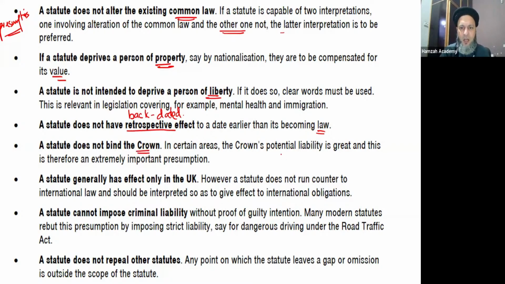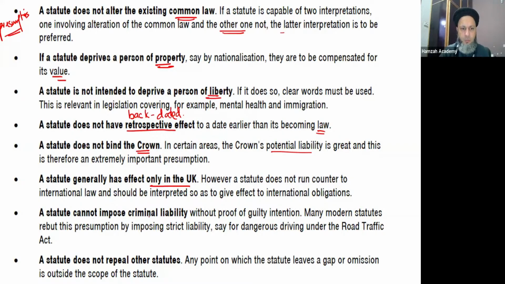In certain cases, the Crown's potential liability is great, and this is therefore an extremely important assumption, meaning that if there is a meaning under which the Crown is to be subjected, that will not be applied. A statute generally has effect only in the UK. For international obligation, you have to go to the international law.